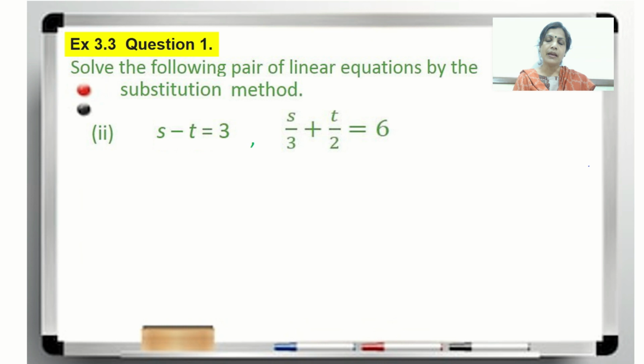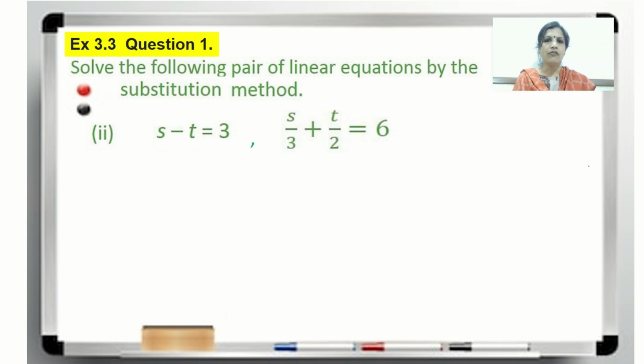There are various methods to solve linear equations in two variables. Out of all the methods, in the previous two video lessons, we have learned solving the pair of linear equations by graphical method. And exercise 3.3 is about solving the given pair of linear equations by substitution method. So let us understand what this substitution method is.